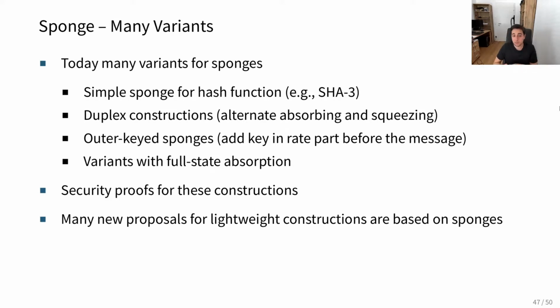And there are even variants with full state absorption. So instead of having a separated rate part and capacity part in this absorbing step, we just absorb into the full state. And for all of these constructions, there actually are security proofs also available. And sponges are quite popular recently because they're so nice and so versatile. So many new proposals for lightweight constructions are actually based on these sponges.